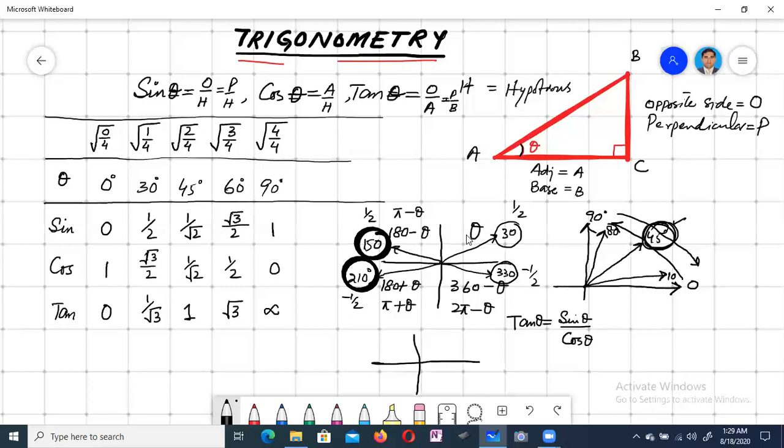In all four quadrants, in the first quadrant, all angles, meaning sine, cos, tan, are positive. In the second quadrant, only sine is positive, cos and tan are negative. In the third quadrant, only tan is positive, sine and cos are negative. And in the fourth quadrant, only cos is positive, sine and tan are negative.